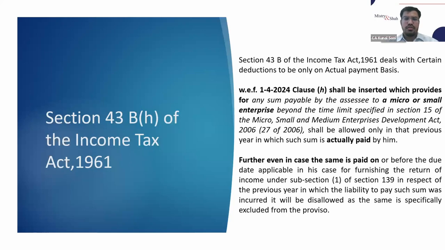So going with the same, the first thing is, what is section 43B of the Income Tax Act? Section 43B of the Income Tax Act deals with certain deductions which would be allowed only on an actual payment basis. So only if you make the payment of that particular thing would you be allowed the deduction. Now, with the previous Finance Act, they added one more clause, that is clause H in section 43B.